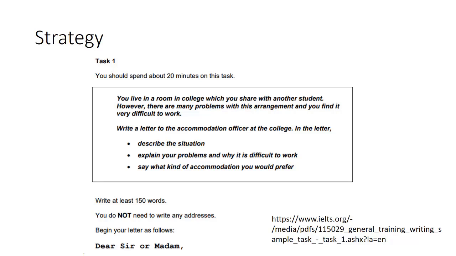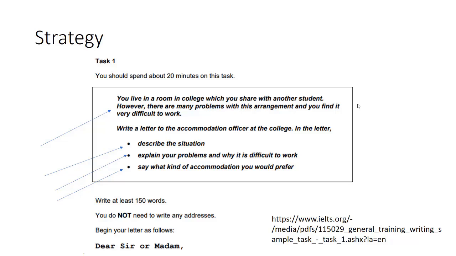So what is the strategy? The strategy is, first you're going to look at the information here. You're going to identify what it is about first. Then you're going to think about what are the different bullet points that they want me to write about. And this is going to form the structure of your letter.